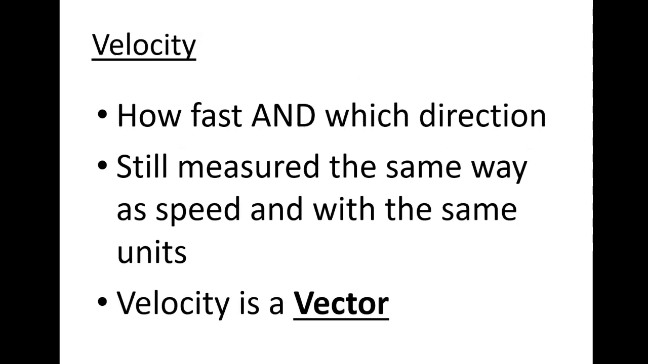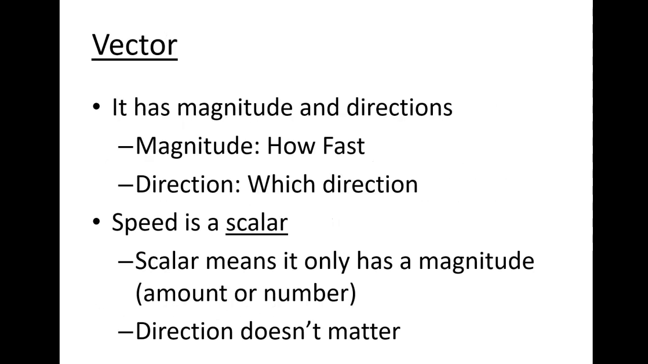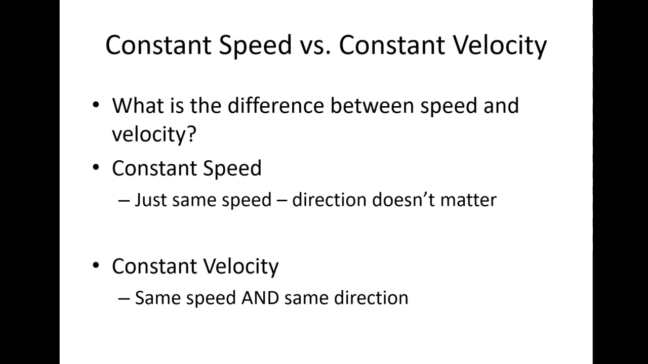For velocity and acceleration. So velocity is how fast and which direction an object is moving. This is measured the same way as speed is measured with the same units, but velocity is what's called a vector. So remember what a vector is. A vector is something that has magnitude and direction. Magnitude is a number, in this case for velocity is how fast, and then the direction is the direction of the arrow that is shown. Speed is what's called a scalar, which just means that it has magnitude, which is an amount or number. It doesn't matter about the direction.